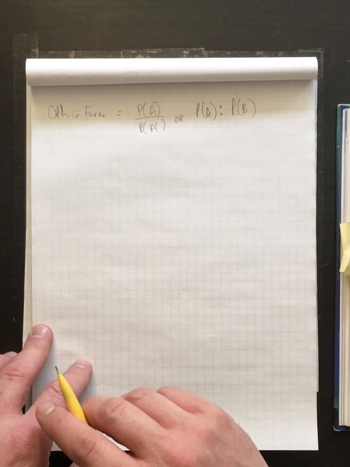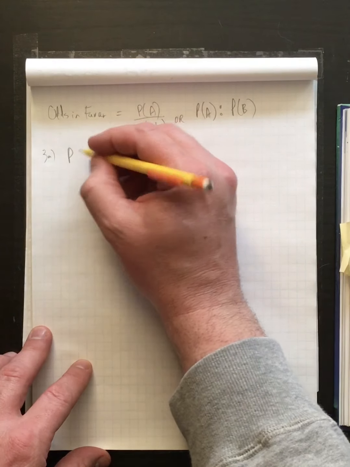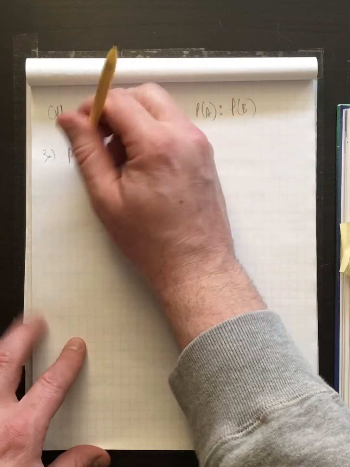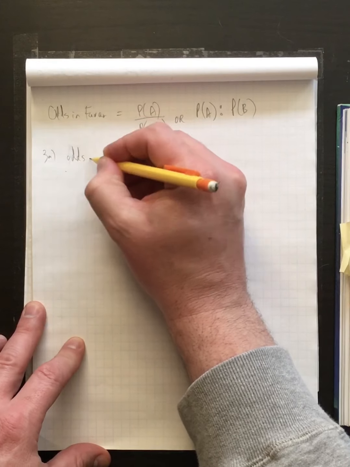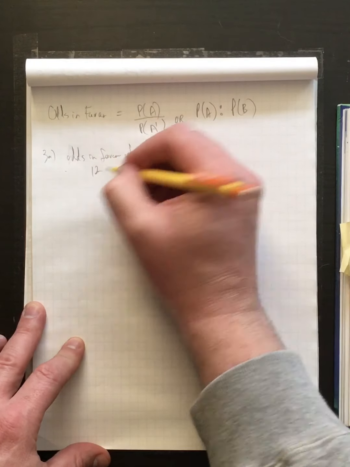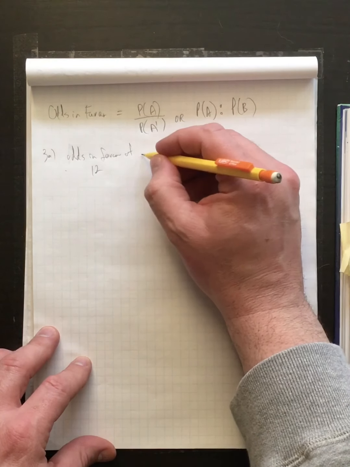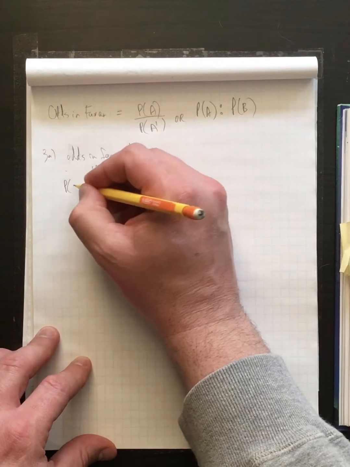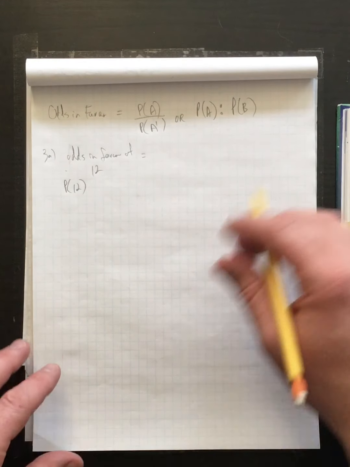Anyway, the first one we're going to look at is 3A, the odds in favor of a 12. And that's with 2 dice. So the first thing we're going to do if we're going to do the odds in favor is figure out the probability of a 12, and then the probability of not a 12 we can just get from 1 minus that, for the complement.